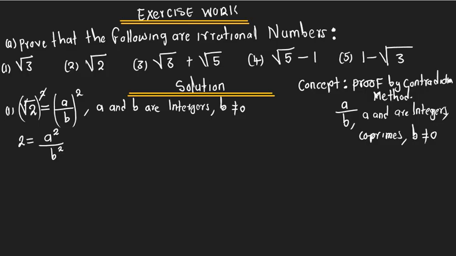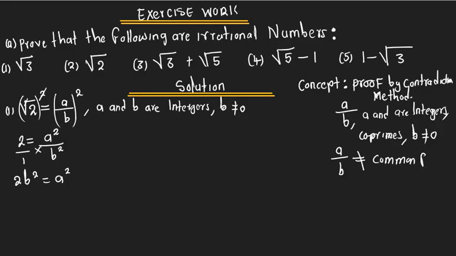After reaching here, I can cross multiply. If I cross multiply, I'm going to get 2b power 2 equal to a power 2. Now, when you express it in the form a over b, you need to make sure that a over b should never have common factors.